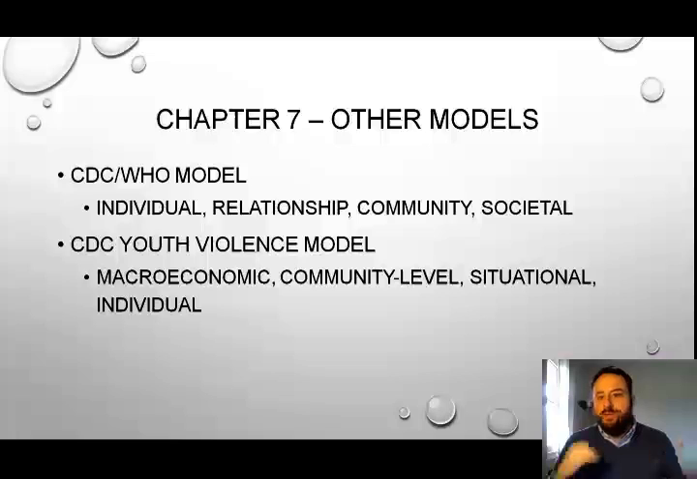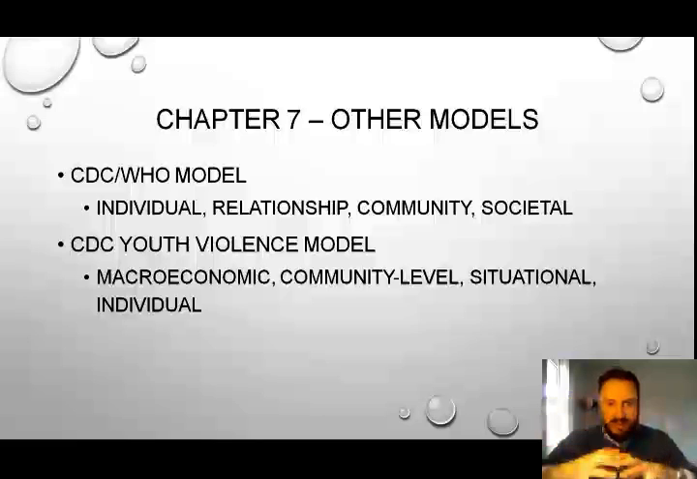Now, there are a couple other models in the very back of the chapter that we'll just go over real quick, and honestly, they're virtually identical. They're called the CDC, Centers for Disease Control, or the WHO, World Health Organization, model. Again, it has those 4 levels: individual, relationship, community, societal, close to the person and further away. The CDC Youth Violence Model does the same thing, but backward. It starts with macroeconomic, or big picture, then community, situational, and individual. So it's the same thing in reverse for some reason, but the exact same idea. All of these models basically take this individual-on-out approach to health promotion. The triadic one is a little different, but you can see those same ideas over and over again.